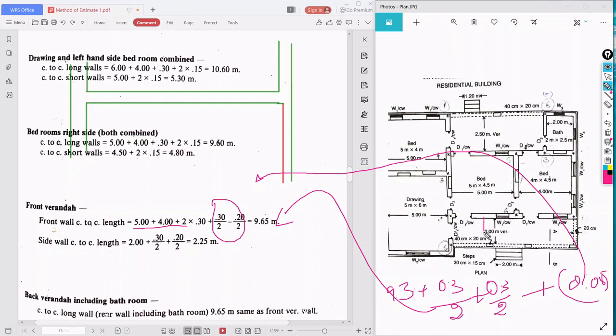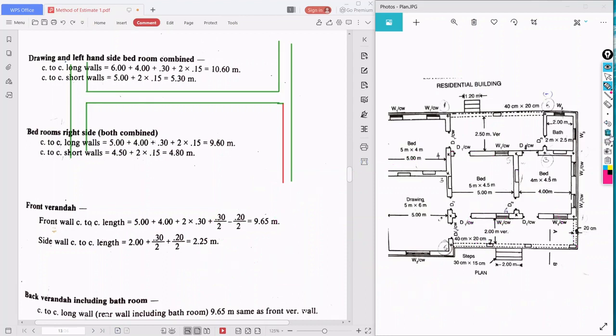Similarly for the short wall, it is 2 plus 0.3 by 2 for the 30 centimeter wall, plus 0.2 by 2 for the 20 centimeter wall. So it is 2.25 for the front veranda, and 9.65 for the front veranda long wall. Okay, next we will go to the back veranda wall.